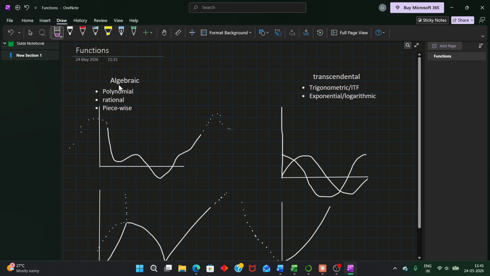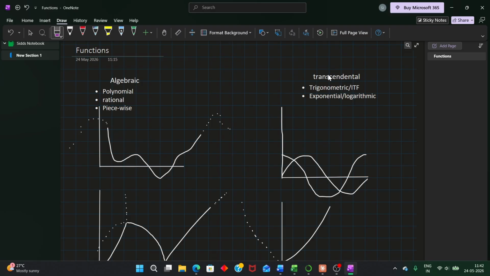So you have algebraic functions. There are 3 types: polynomial, rational, and piecewise. I'll be discussing how polynomial, rational, and piecewise functions work using Desmos, but this is just for visual understanding right now. Polynomial functions can look anything like this. They're always smooth. That's one thing you have to remember. Polynomial functions are always smooth.